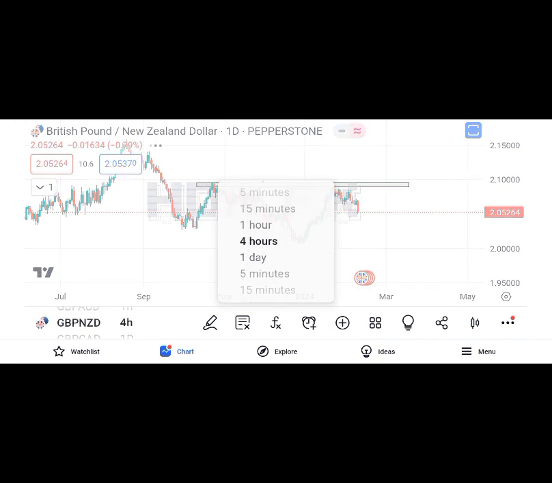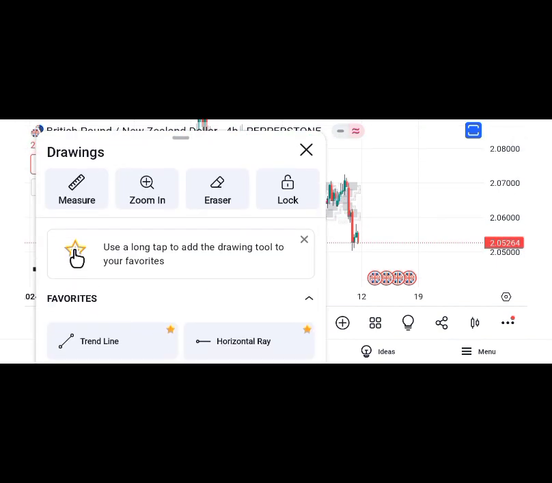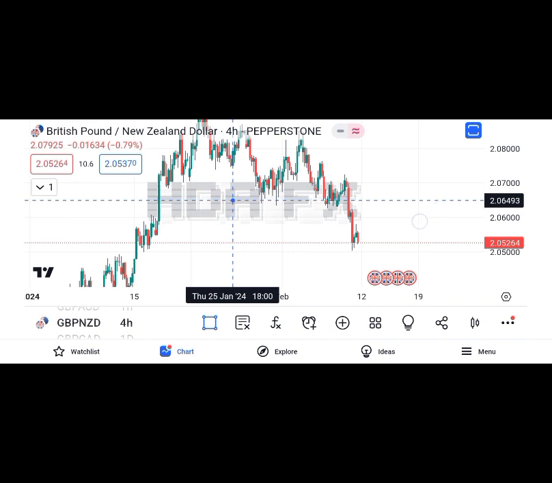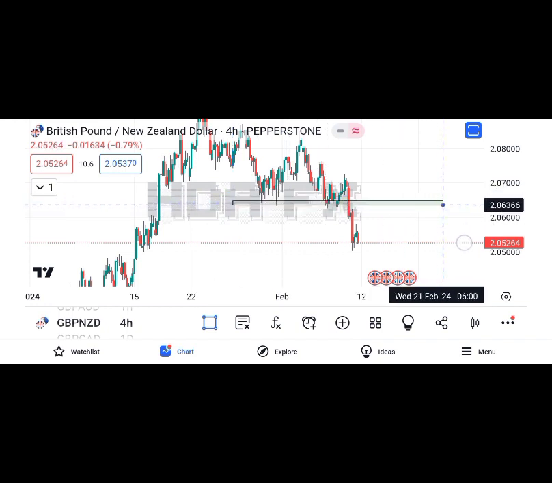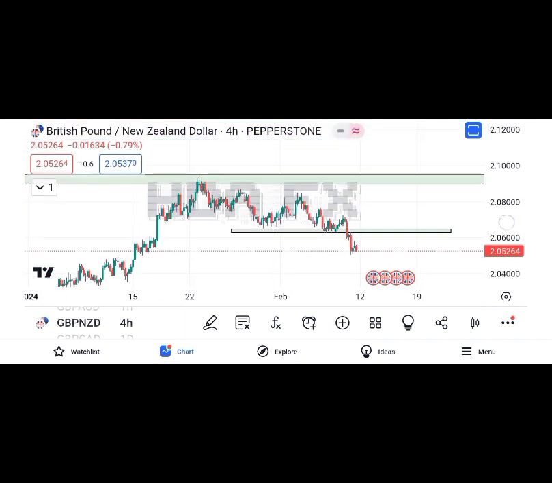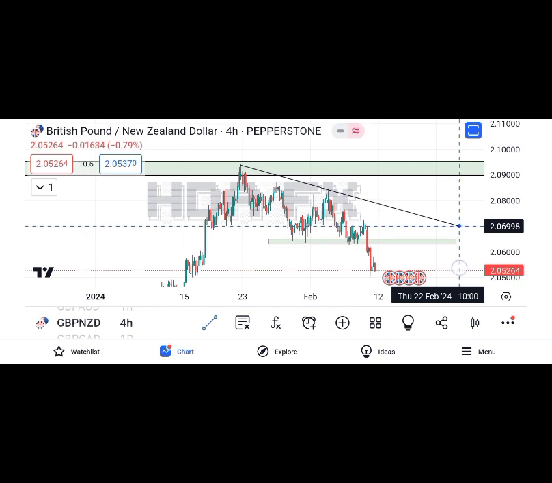So now moving down to the 4 hours time frame, we also have this key zone here. We also have these key zones here on the 4 hour time frame. So now we also have another trend line here also.